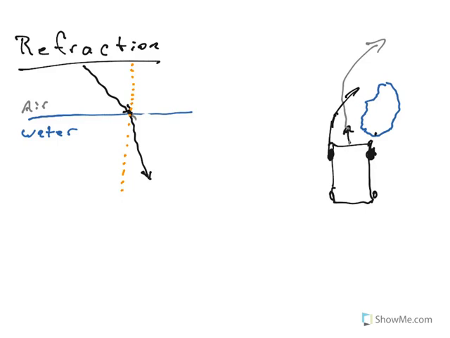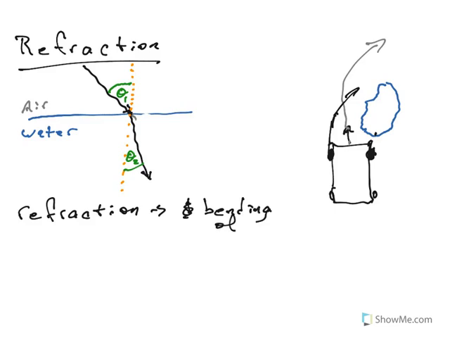And so what that means is the angle coming in, call it theta 1, is going to be different than the angle going out, theta 2. And this bending of the light to a new path is what is called refraction. So refraction is basically the bending of light. And it happens when you go from one medium to another because each medium has its own speed for light.